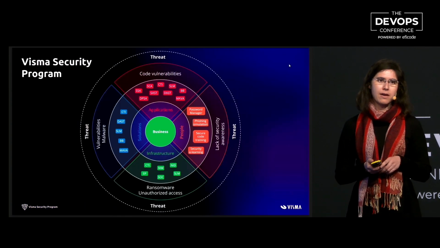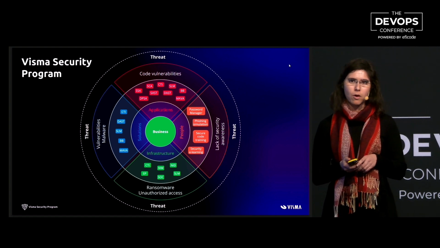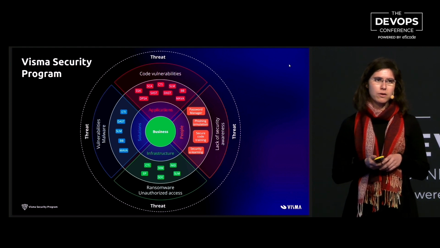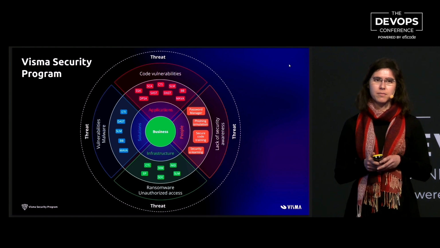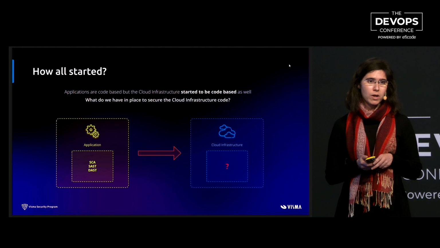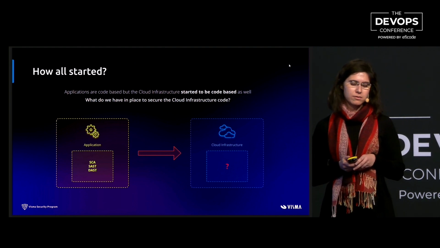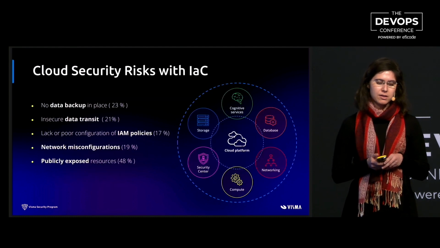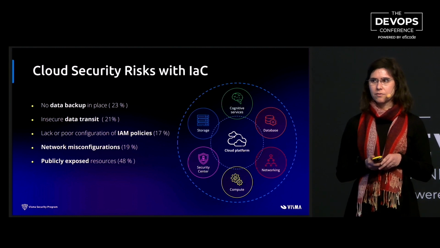Now in Visma, we have decided to split our assets that are bringing business value to our company into 4 categories, one of them being the application. And we are offering our teams the possibility to use different security methods for shift left security. But one of the problems was that we were focusing a lot on the application code, while the infrastructure became code as well. So we started to see if there are security risks when we are using infrastructure as code.